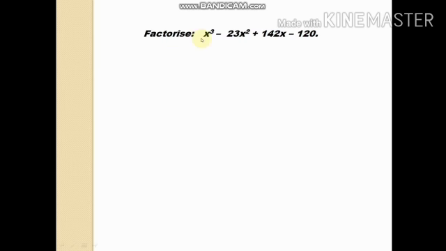Another question is, factorize x^3 - 23x^2 + 142x - 120. This is a cubic polynomial. For factorizing a cubic polynomial, you have to follow a few steps. Let's start.